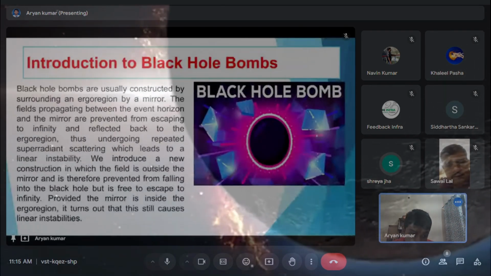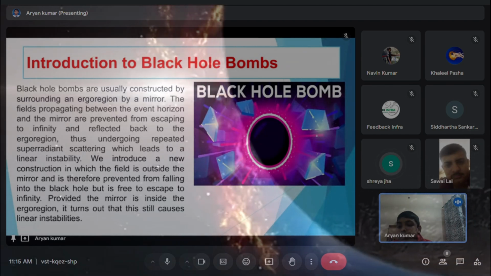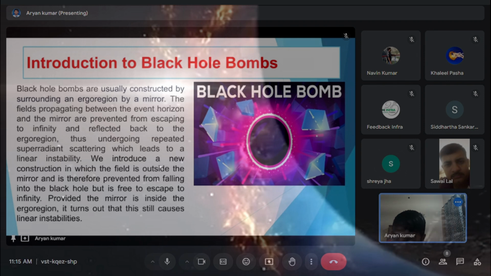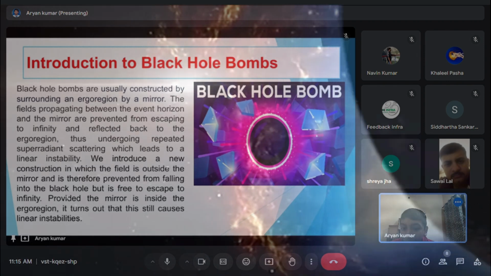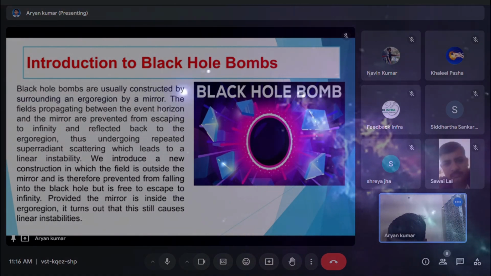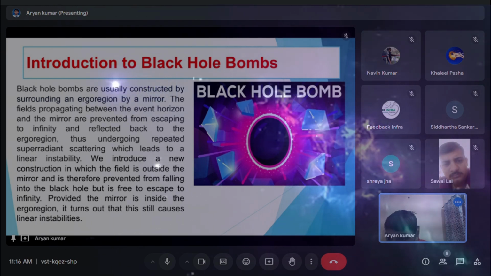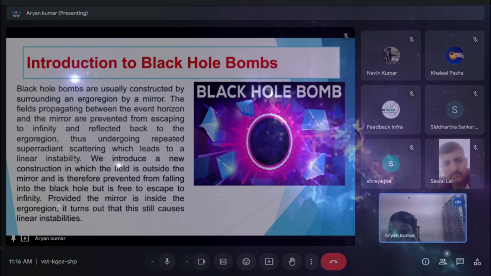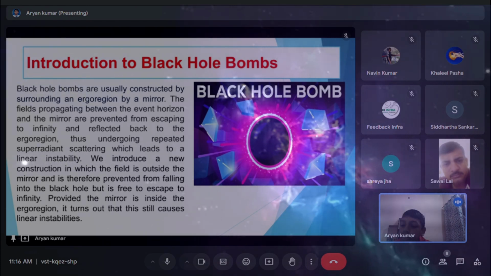So, introduction to black hole bombs. Black hole bombs are usually constructed by surrounding a black hole with a mirror. The fields propagating between the event horizon and the mirror are prevented from escaping to infinity and are reflected back to the black hole, thus undergoing repeated superradiant scattering, which leads to a linear instability.